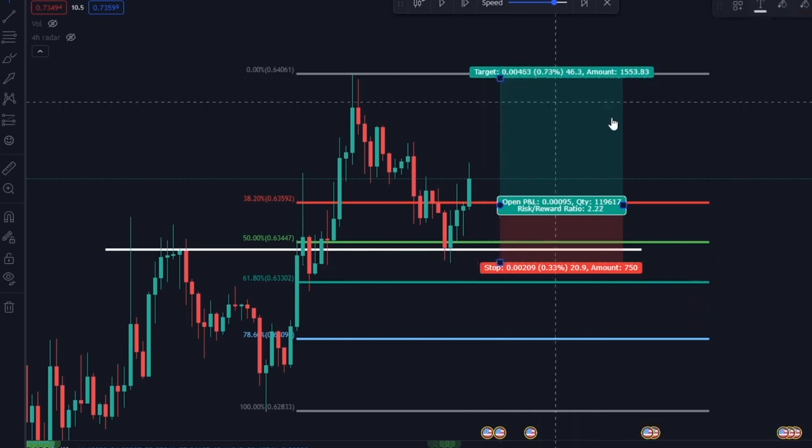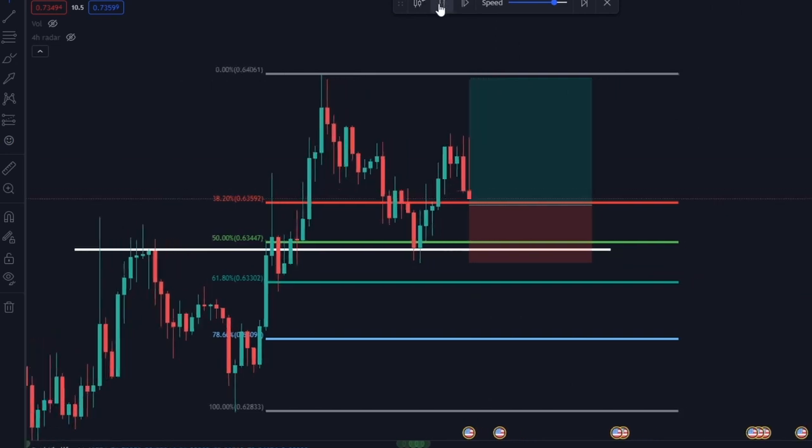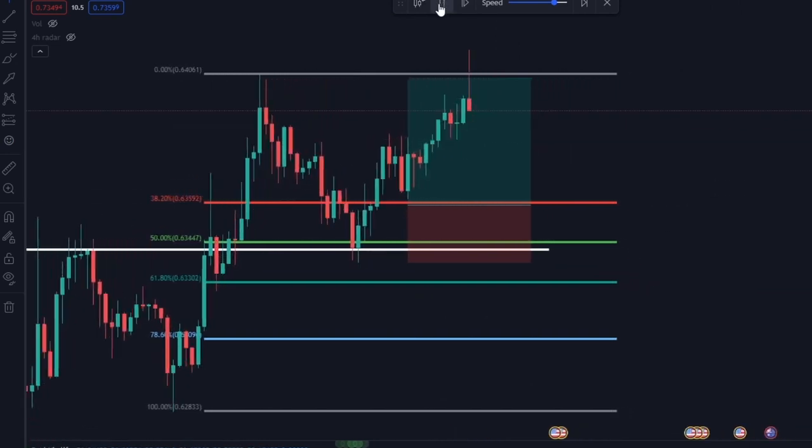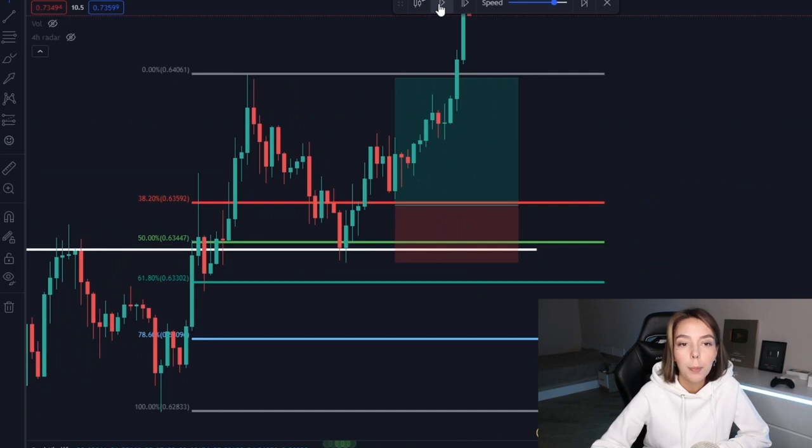Now, here is where people tend to get confused. If you look to the right, you can actually see that the price moved upwards before going downwards. And so the question is, how do we know that this downwards movement is a downtrend itself and not just a pullback as part of this uptrend?